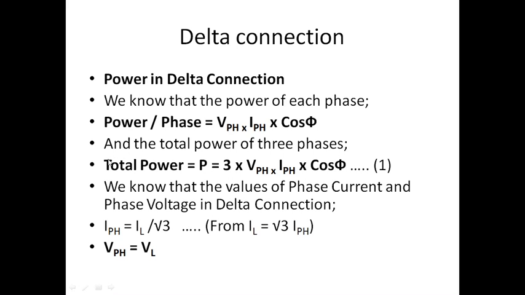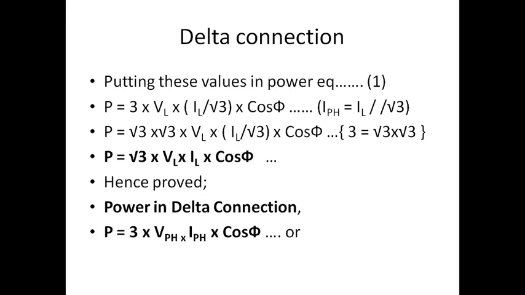This is the total power I have to calculate. In delta connection also I go for total power, which is 3 into VPH and IPH cos phi. The 3 is for three phase. VPH is my phase voltage, IPH is my phase current, and phi is the angle between my voltage and my current. Here VPH is equal to your VL.